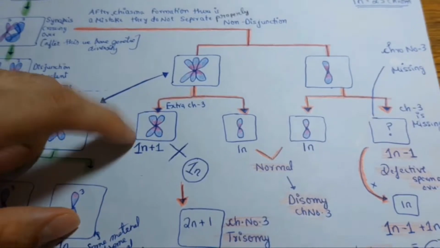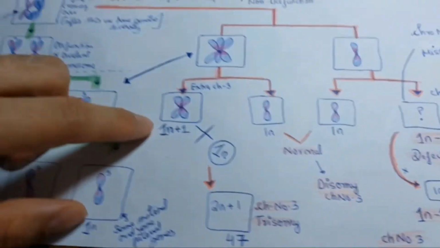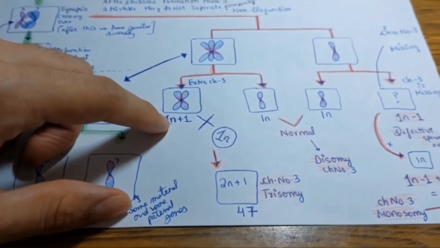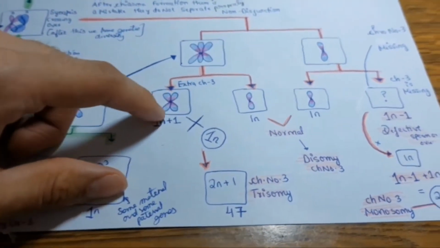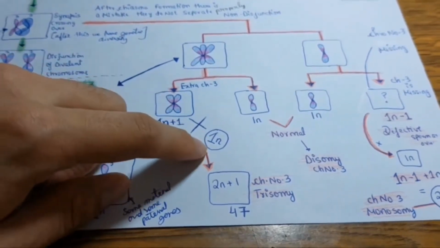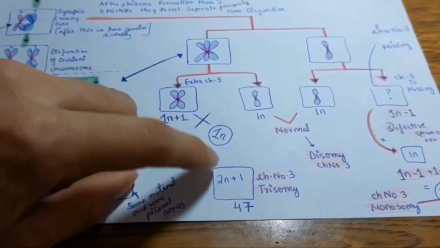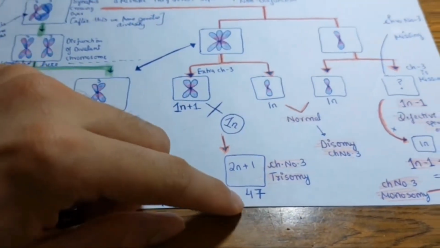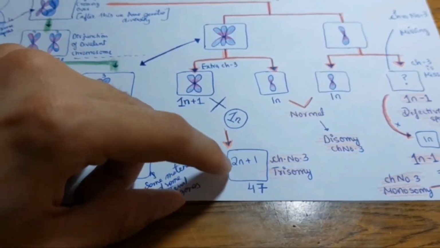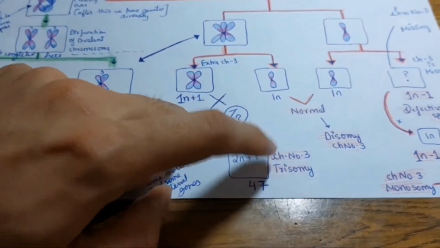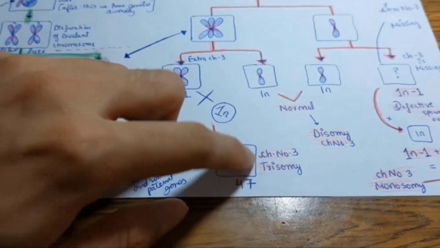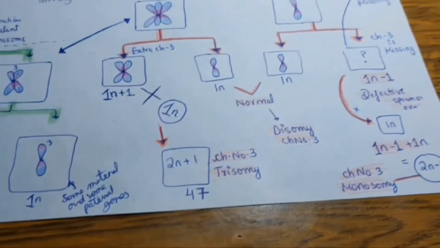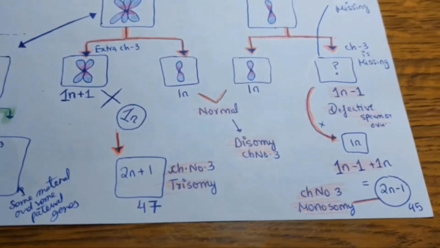Then in this case, if we see, here we had an extra chromosome number 3, and here we had one less, that is, chromosome number 3 is missing. So if again we consider this as a gamete and this is a sperm, and if it fuses with the normal ovum, 1n plus 1 plus 1n is going to form 2n plus 1, and the total number of chromosomes is going to be 47. That means there is trisomy of chromosome number 3, that is, the zygote will have an extra chromosome number 3, and the total number of chromosomes will be 47, which is again not a direct multiple of 23.